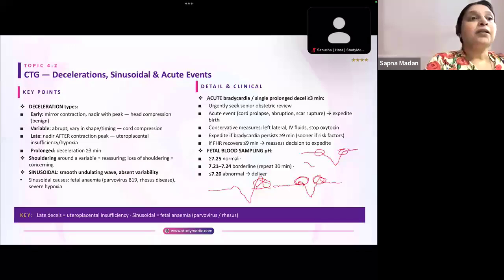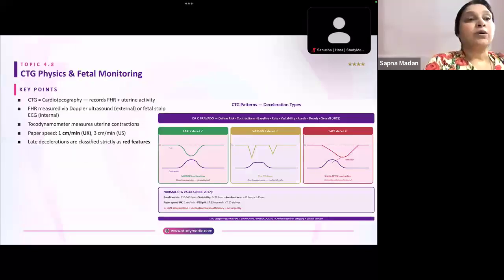Now, this is about the CTG physics. So CTG paper runs at around 1 centimeter per minute. In the UK, and even in India, the paper runs 1 centimeter per minute, but in the Netherlands, US, etc., there are some places where it is running at 3 centimeters per minute. So if the question comes in the exam, then your answer is going to be 1 centimeter per minute. And this is a very frequently asked SBA.